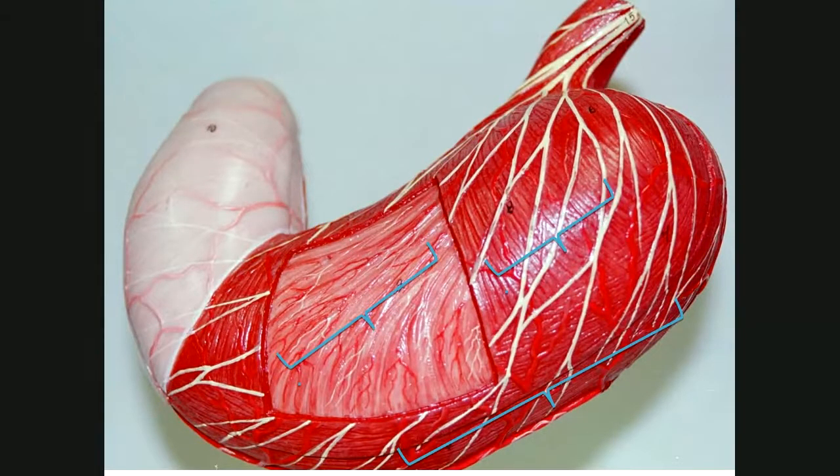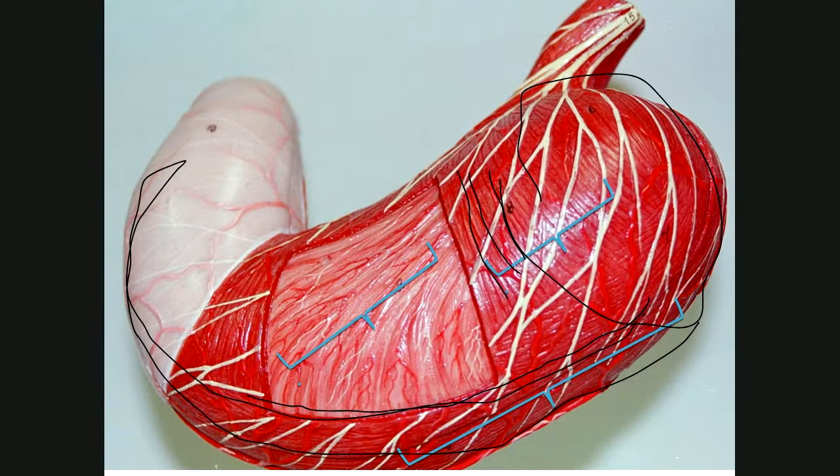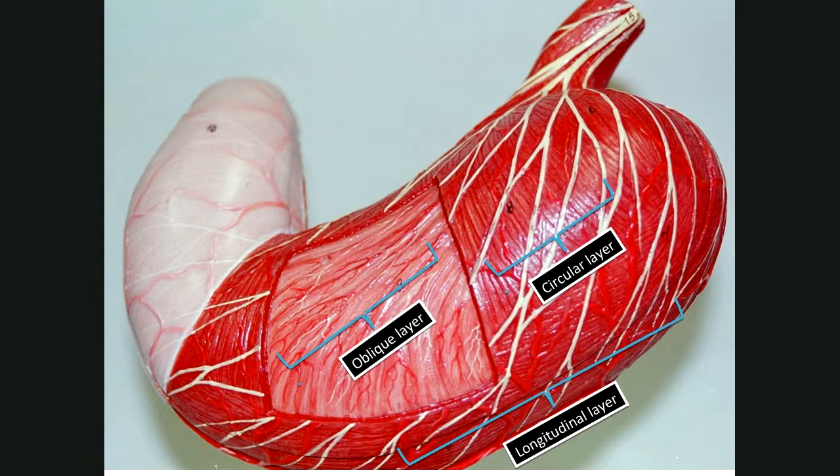We also already know the names of these layers. If we look at the fibers here, we can see these fibers are running this way, running around the stomach. But if we look at these fibers, they're running this way. They're running the length of the stomach, long ways. And if we look at these, they're running diagonally. So if you name those, here is the circular layer.